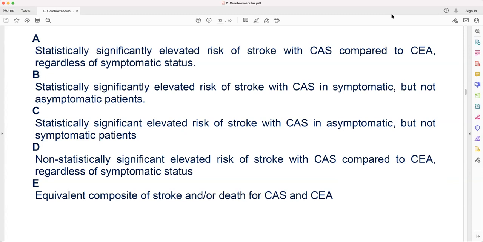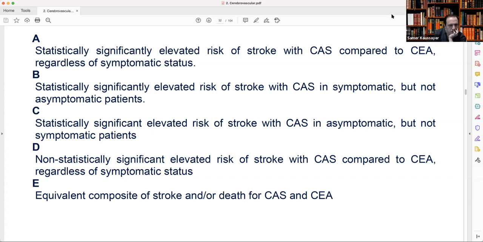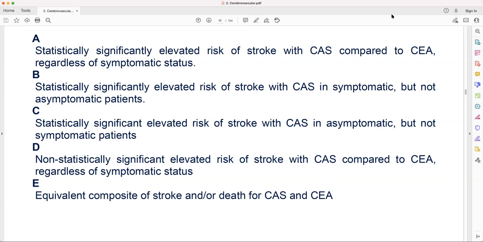E, equivalent composite of stroke and death for carotid artery stent and carotid endarterectomy. I think we said the stent has more mortality. Yeah, that's wrong. So D is the answer.